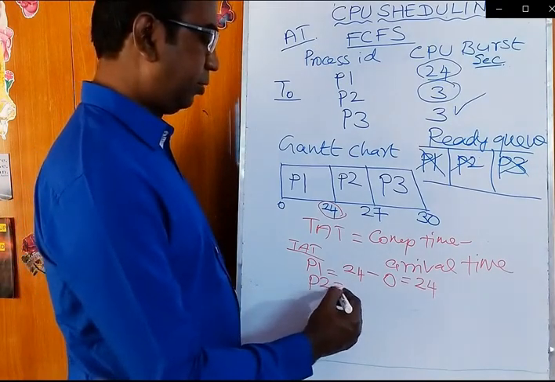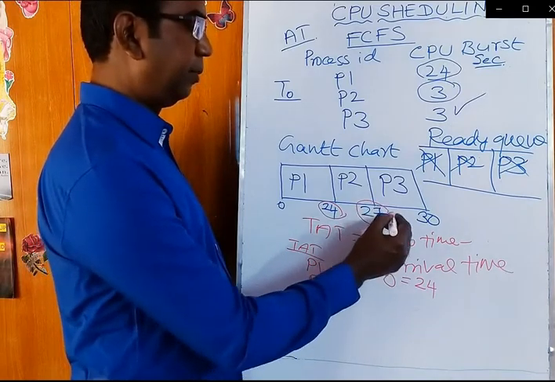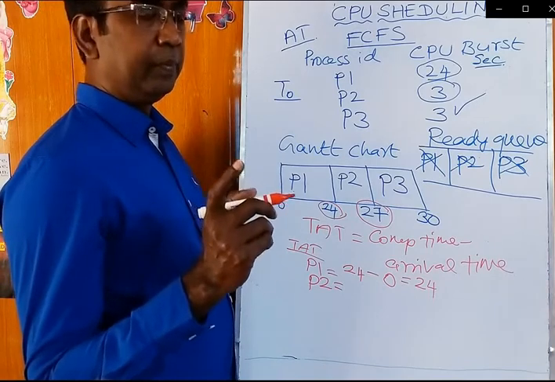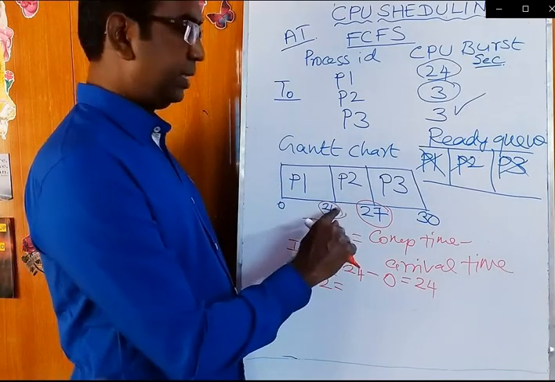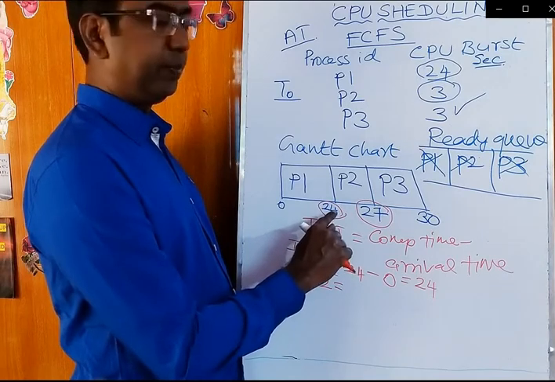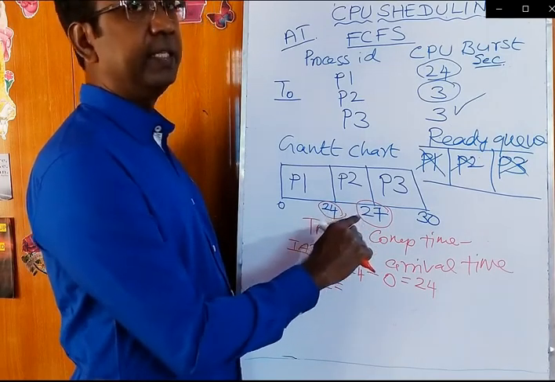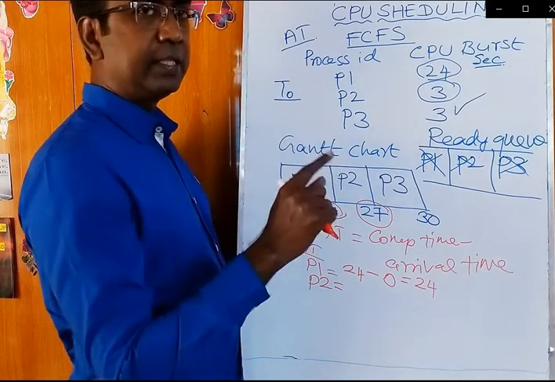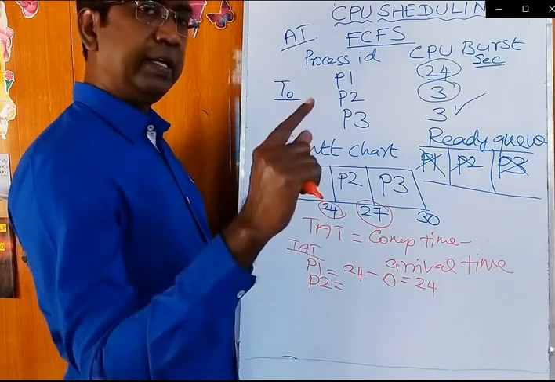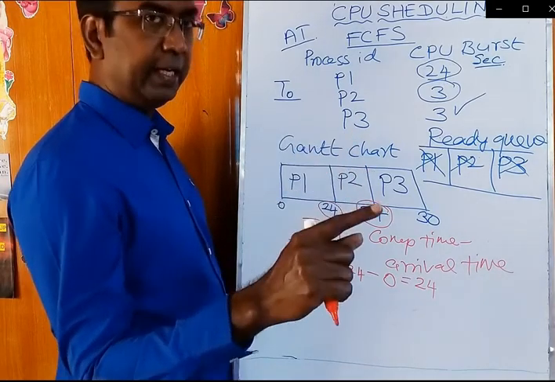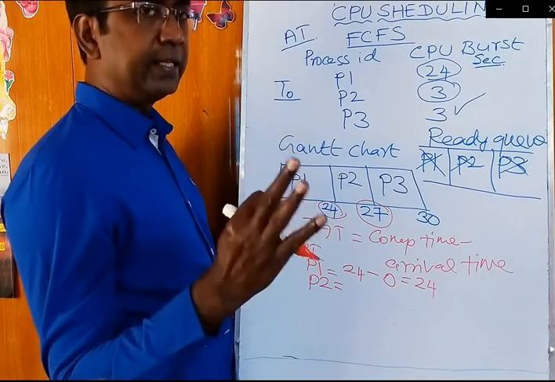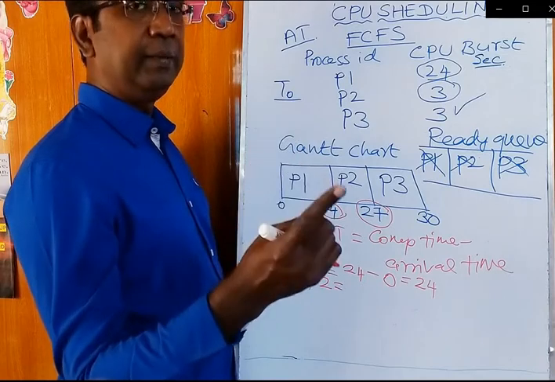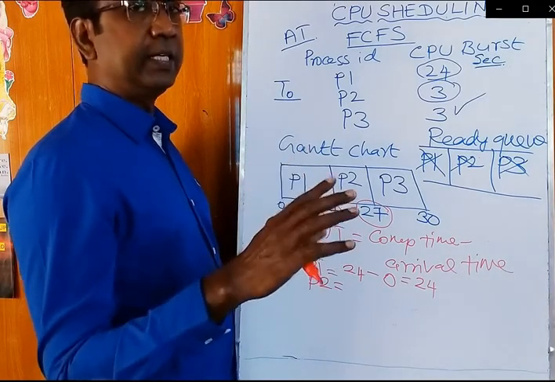What is the turnaround time for process P2? The completion time is 27 seconds. Listen, even though P2 enters the CPU after 24 seconds and executes only 3 seconds in the CPU, the arrival time is 0. Correct? Arrival time is 0. So from 0, it waits 24 seconds in the ready queue and executes 3 seconds in the CPU. So the total time taken after arrival and before completion is considered the turnaround time.